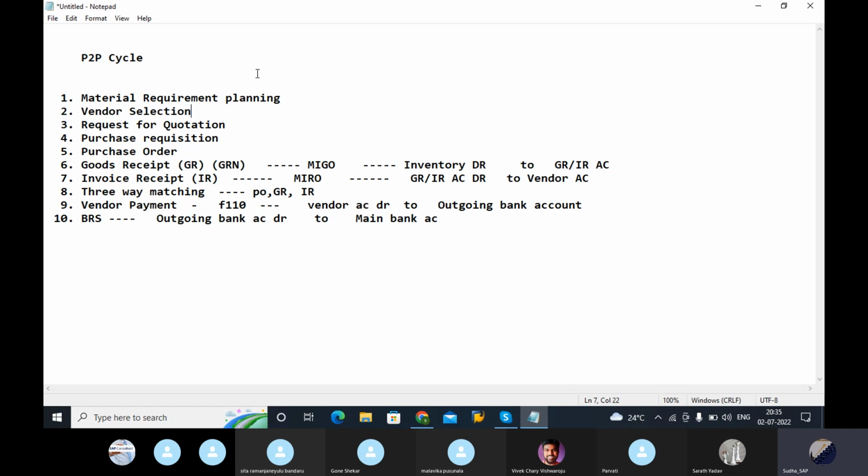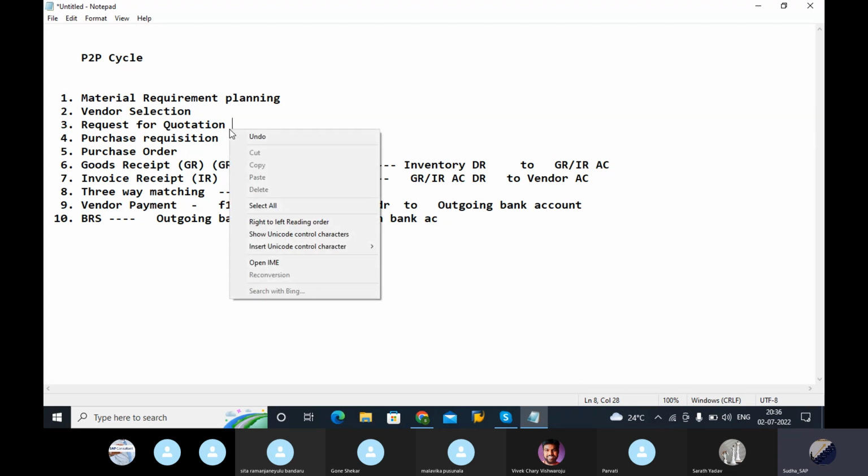In vendor selection, we have to select a vendor with the help of quotations obtained from sources. After the vendor selection, the request for quotation will occur. For this, we request potential vendors to submit a quotation for the materials. The vendor quotation contains the vendor's terms and conditions, and constitutes the basis of our vendor selection.